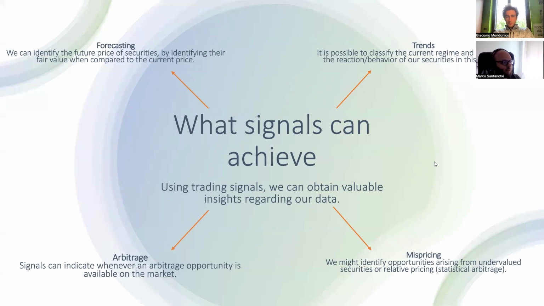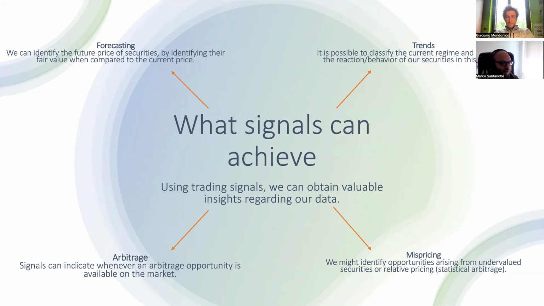And what can we achieve with signals? So signals cannot do everything, but they can do a lot of things. They can forecast, and this is normally a very common application of signals. So we can identify prices or trends of the securities.